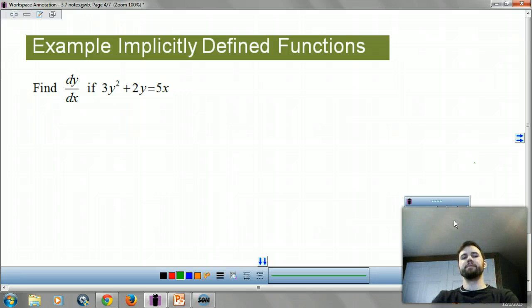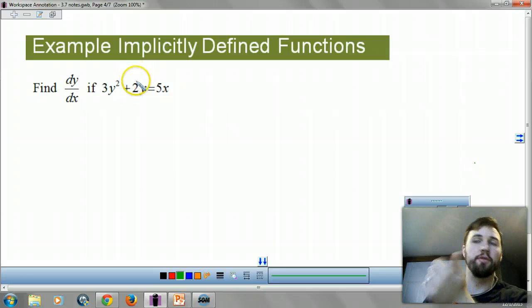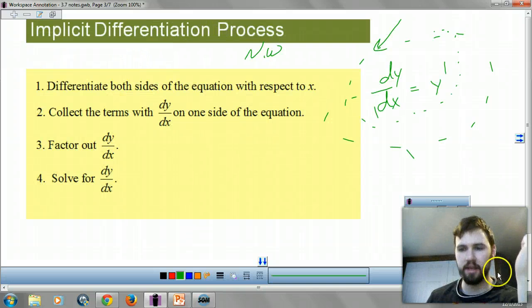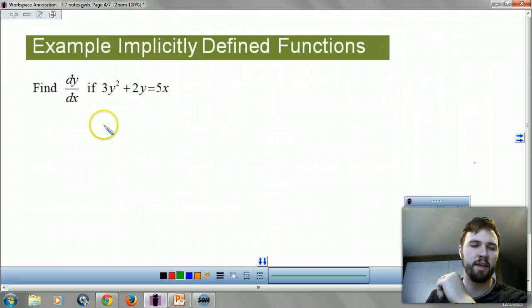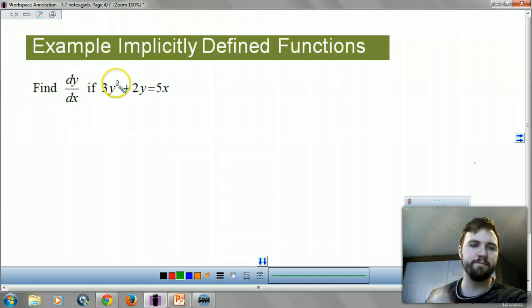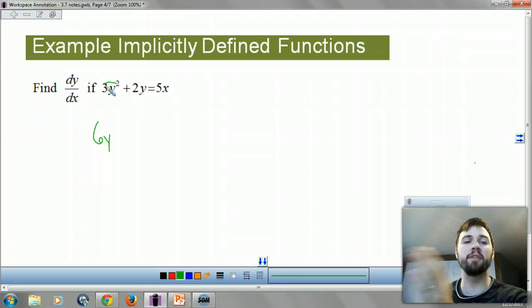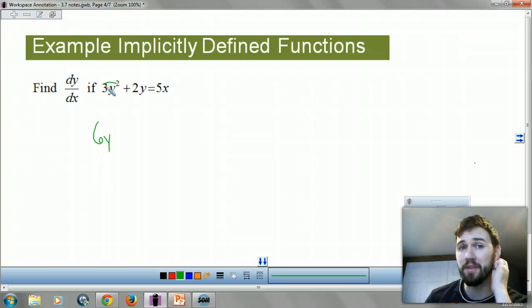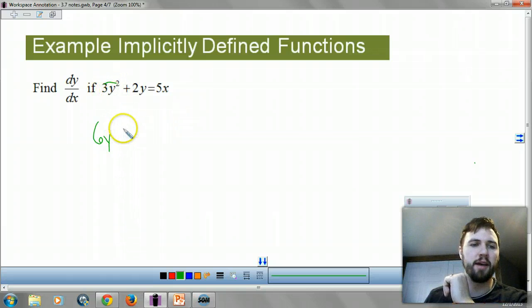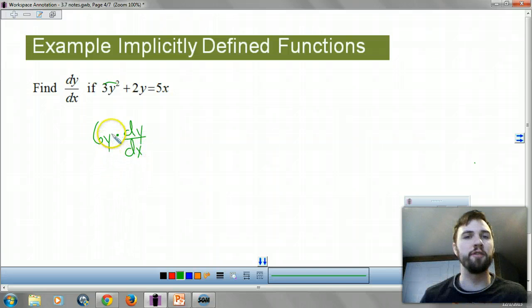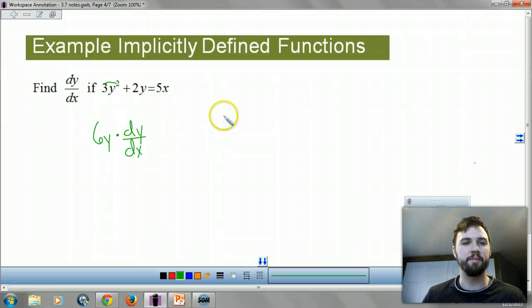Let's try one. See how we got y's and x's. We got everything going on, man. So the first step is take the derivative of both sides in terms of x. Okay. So here we go, 6y. Now we have to use our chain rule. Y is going to be our function, so we need to times that by the derivative of whatever y is. But we don't know what that is yet. So we go 6y times the derivative of the inside. The derivative of the inside is whatever the derivative of y is in terms of x.